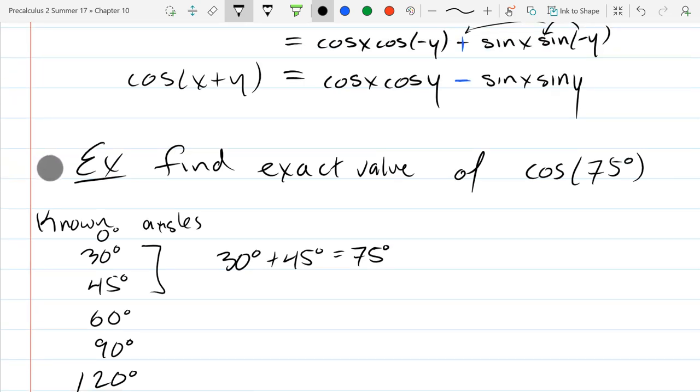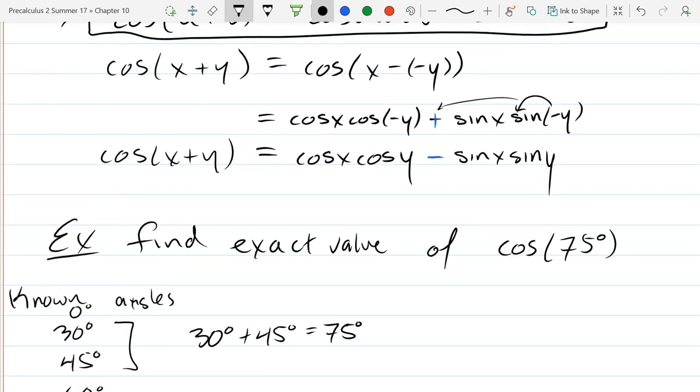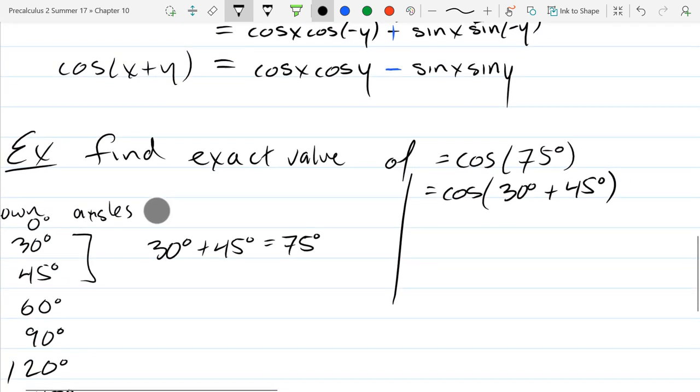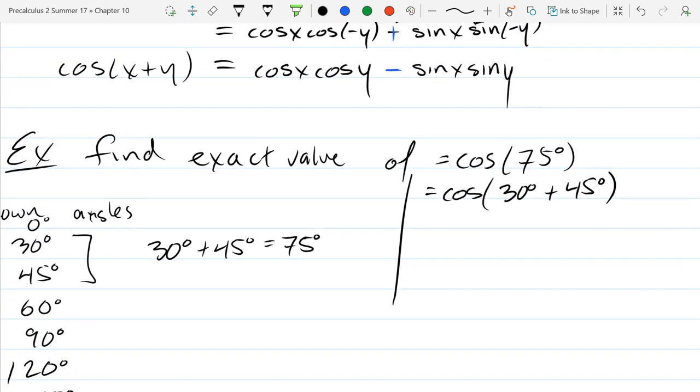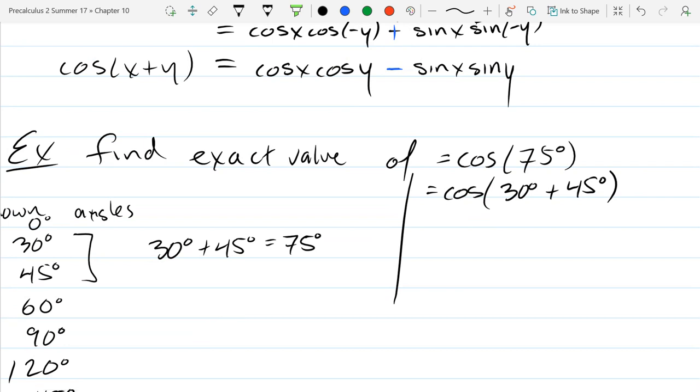We're going to add two angles together. We're going to use this right here. So let's separate that work out. I just saw 75 is 30 plus 45. Now I could write 75 as 70 plus 5, but the problem is I don't know the cosine and sine values of those angles. I do know the cosine and sine values of 30 and 45.